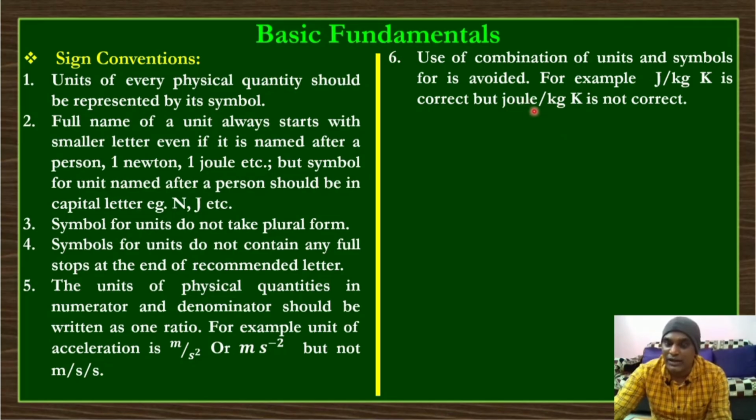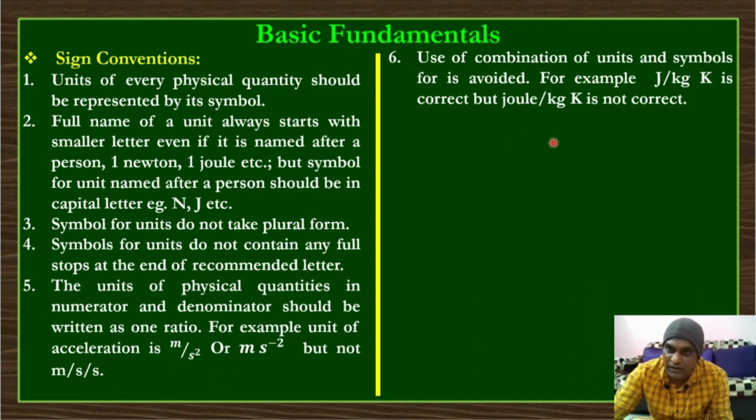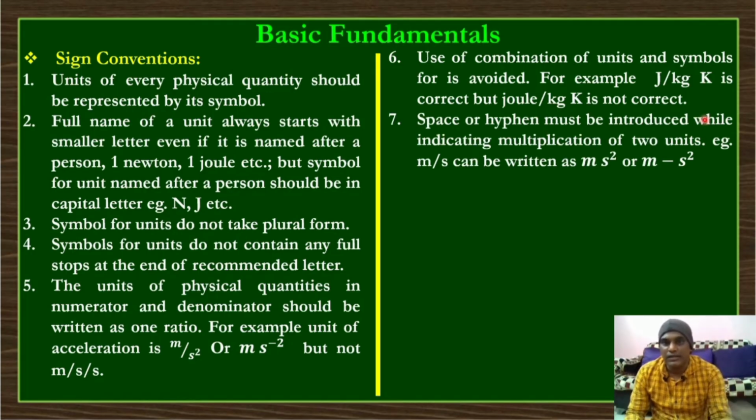Either you can write joule per kilogram Kelvin with everything written completely, that is accepted. Joule per kilogram into Kelvin, like this you have to write, that is acceptable. But if one unit is in its name, joule, and for the others you are using symbols, this combination is not accepted. You have to write like this. Clear?